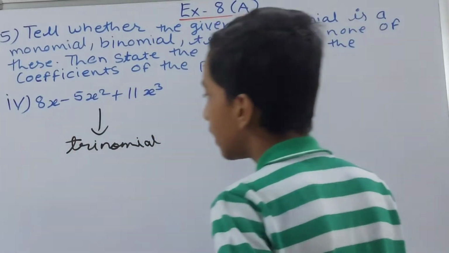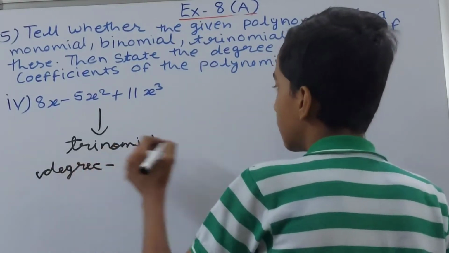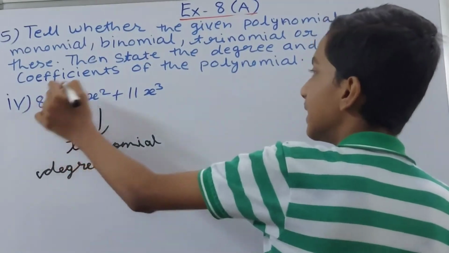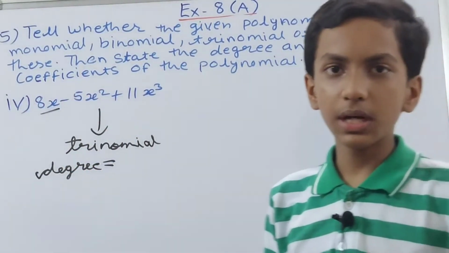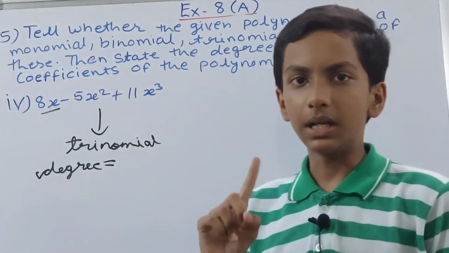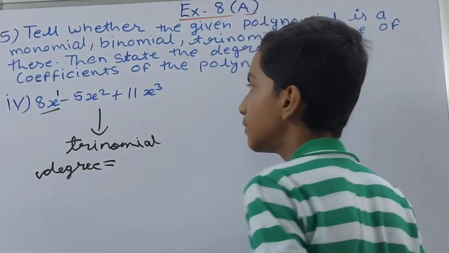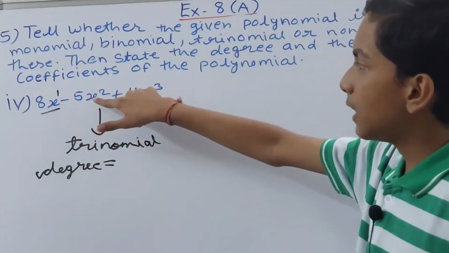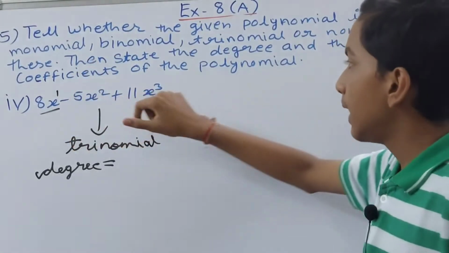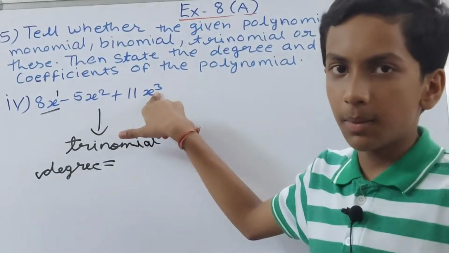Alright, and now the degree of this, we will write the degree now. So again you see in this 8x, this x has no exponent, so simply the degree becomes 1. Alright, when there is no exponent, if you are not able to understand, just simply write this 1 here. Here 5x square, so again x square, it has 2 as the degree. Here 11x cube, so this 3 is the degree of this term.